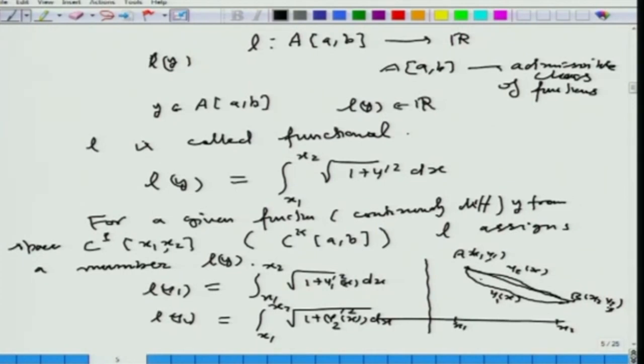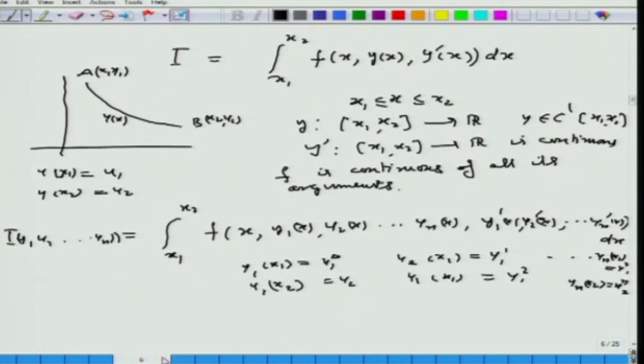So, for example, in this case, you have two curves y1 and y2, and L assigns a number L(y1) and L(y2) to each of these curves joining these two points A and B. And y1 and y2 are from the class of admissible functions. They are such that y1 prime and y2 prime are piecewise continuous, so that the integral defining their lengths is well defined.